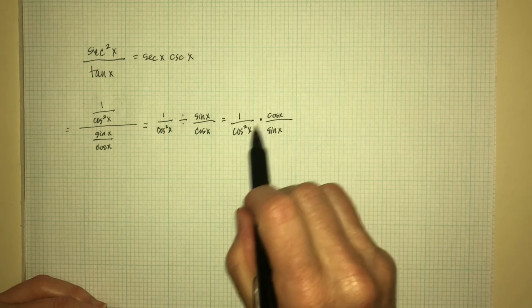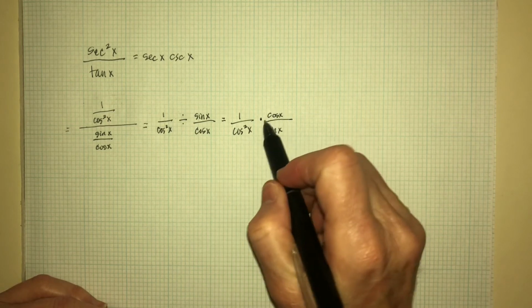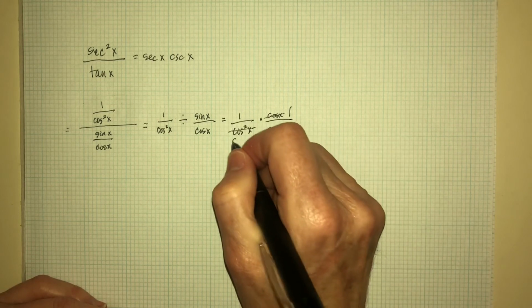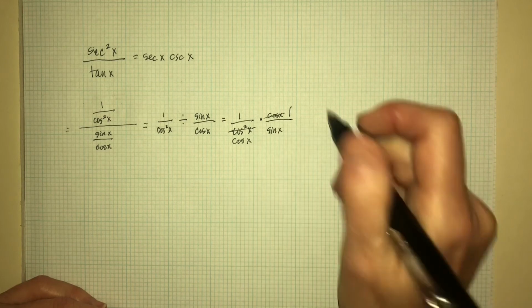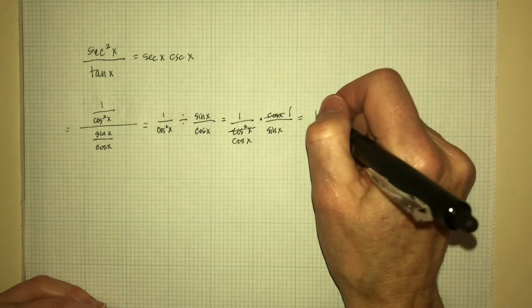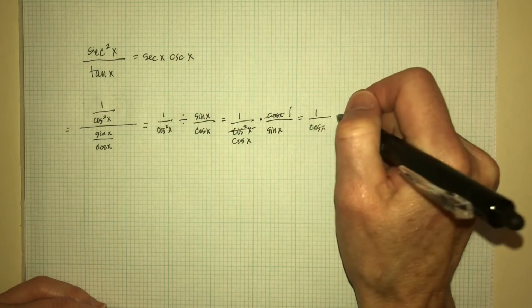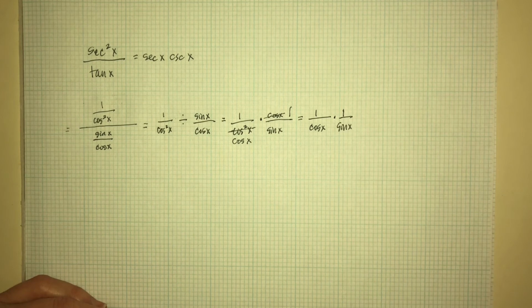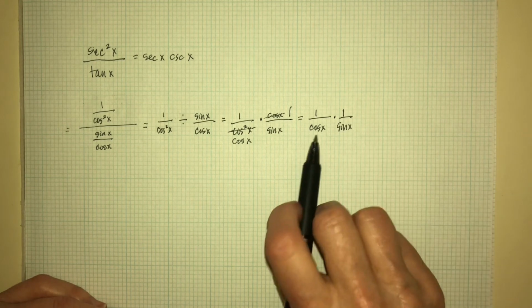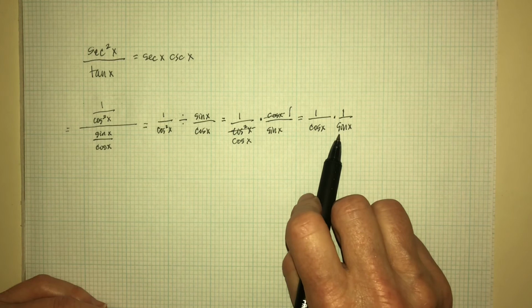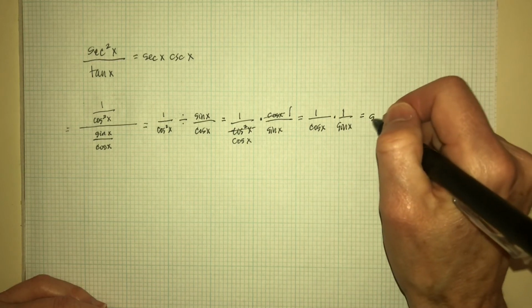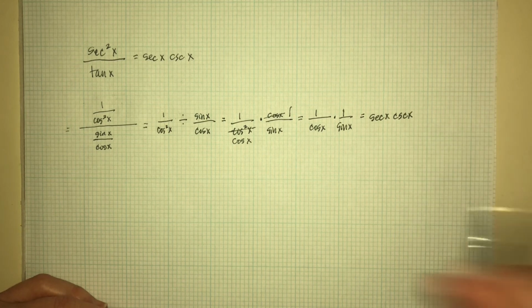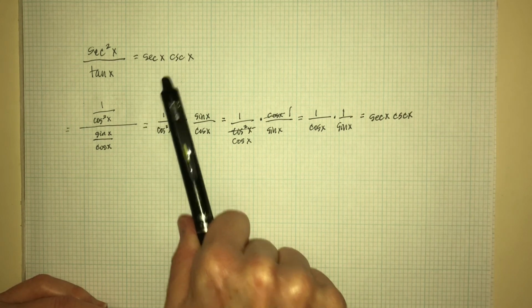And now we can do some cross-canceling in this direction, because cosine of x goes into itself once, and it goes into cosine squared, just leaving one factor of cosine x there. So rewriting that, we get 1 over cosine of x times 1 over the sine of x. And now using those basic reciprocal identities, we can replace this with secant and this with cosecant, leaving us with secant x, cosecant x, which is exactly what we wanted to achieve in our verification. And so this problem is done.